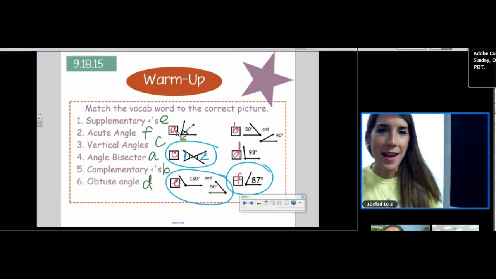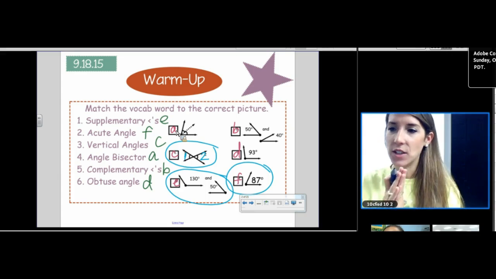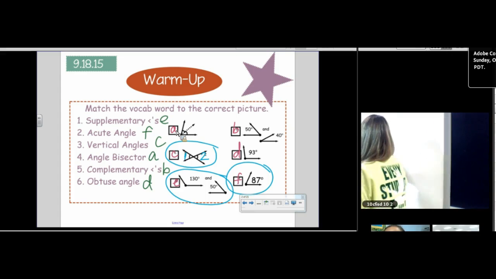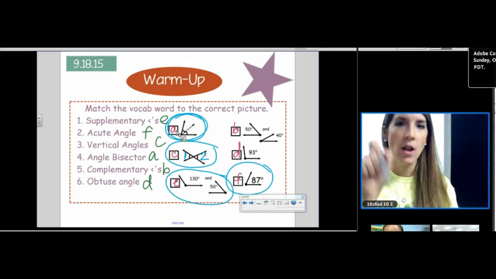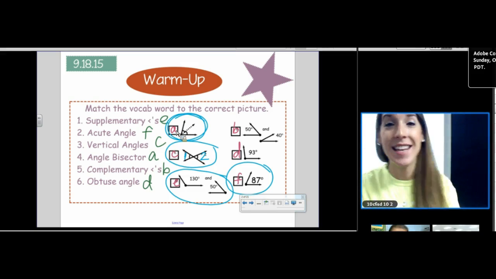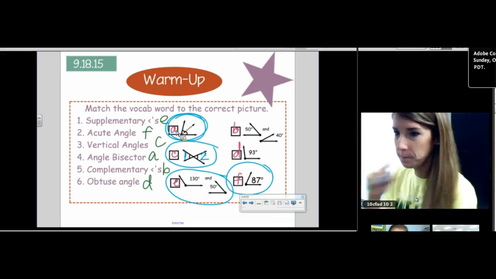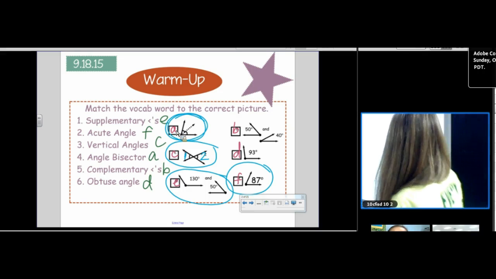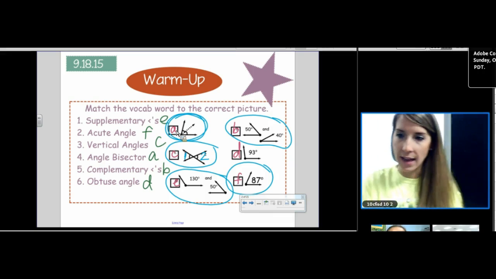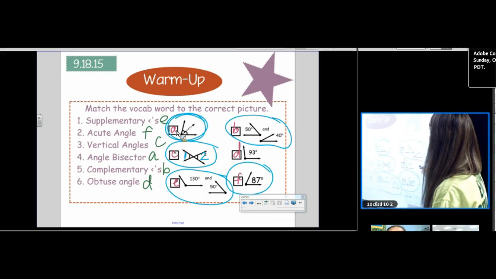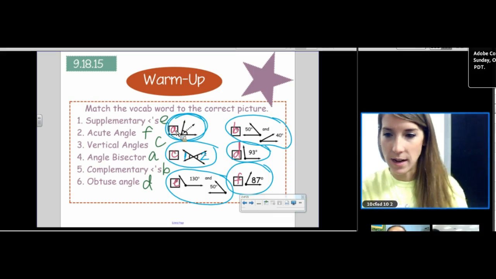Angle bisector, I bet you can imagine what that means. It's just like a segment bisector. An angle bisector is a ray that divides an angle into 2 congruent angles, and that's what those arcs mean. Arcs are kind of like what a tick mark is to a segment. That's what an arc is to an angle. Complementary angles, a pair of angles that add to equal 90, and an obtuse angle, greater than 90 and less than 180.